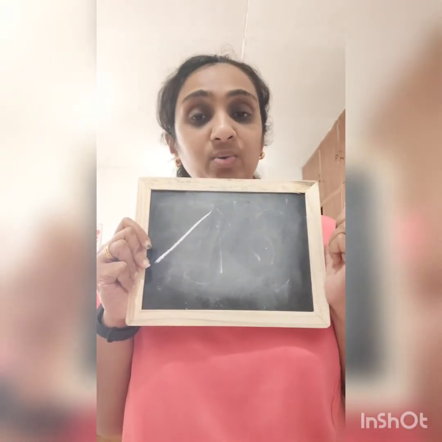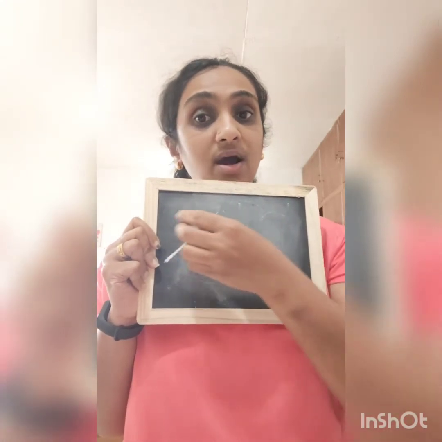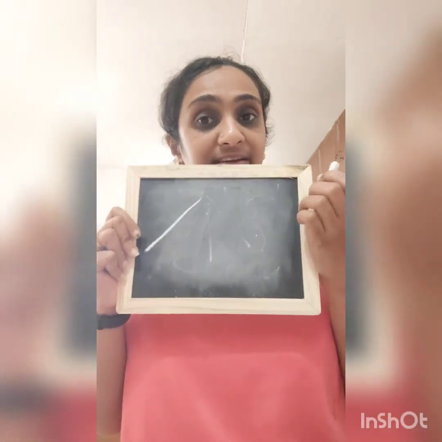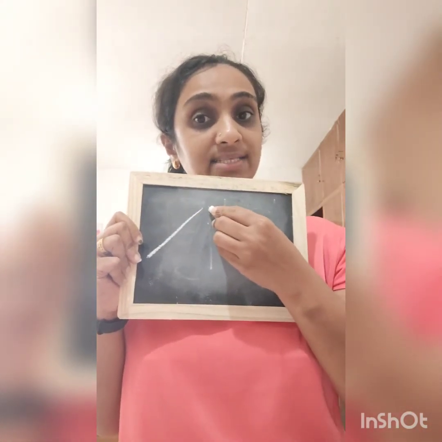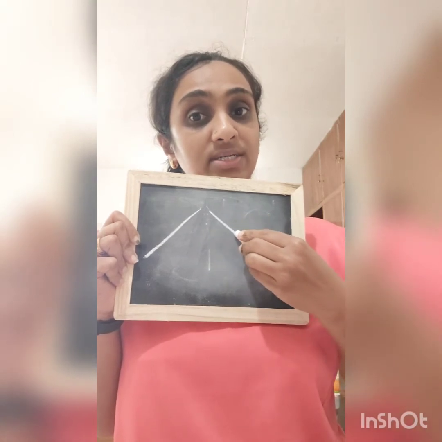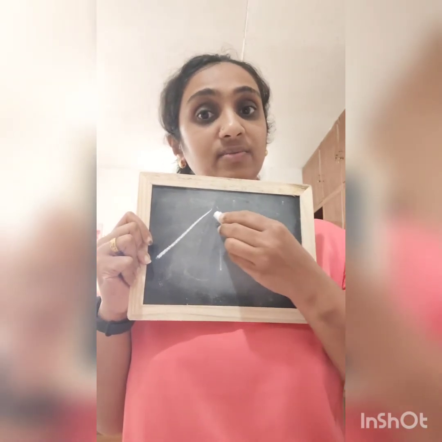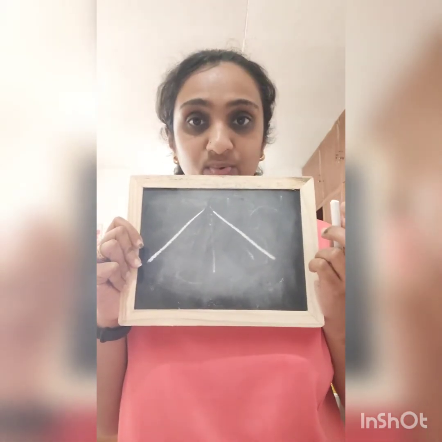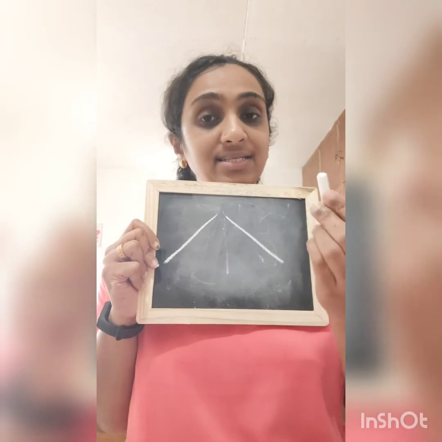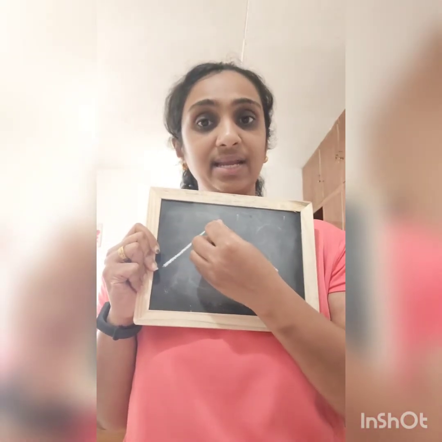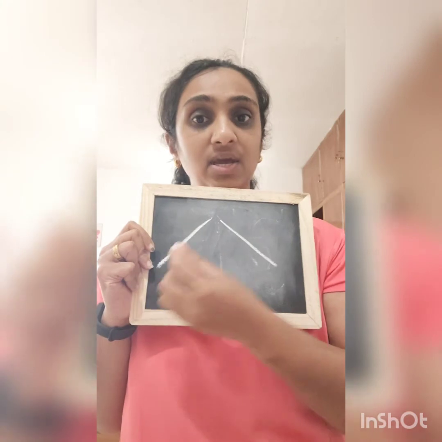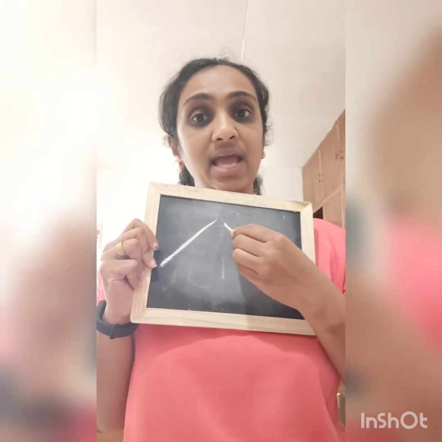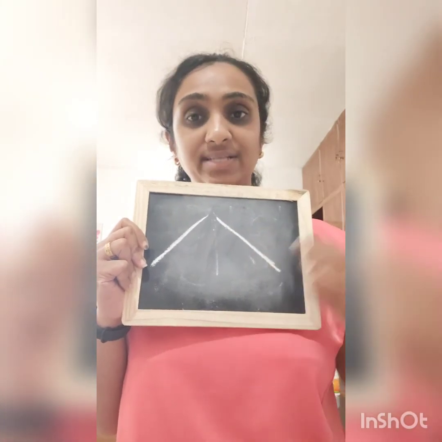Now, backward slanting line, you start from the left side. I'm holding my slate in my left hand, so I'm starting from that side and going towards the right side. Starting from the left, going to the right, that is a backward slanting line. So a forward slanting line will always start on the right side and go towards the left, whereas a backward slanting line will start on the left side and go towards the right side.